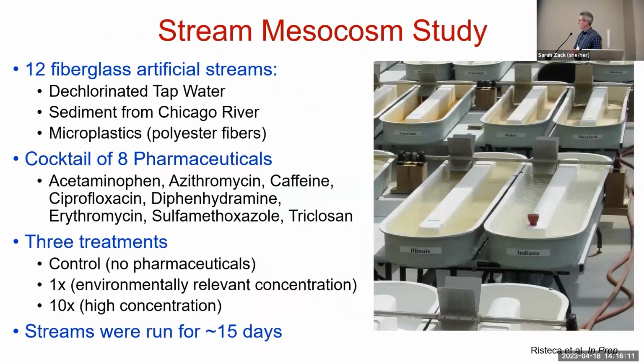We then also, I'll just really quickly mention this mesocosm study that we did in these fiberglass artificial stream systems. In this case, we used a cocktail of 8 pharmaceuticals that are all listed up there, including triclosan again. We amended the streams with either control with no pharmaceuticals, a low level of pharmaceutical concentration, or a 10 times higher concentration, as well as putting in polyester fibers. So we have the microplastics, we have the pharmaceuticals, and they're in these stream mesocosms.